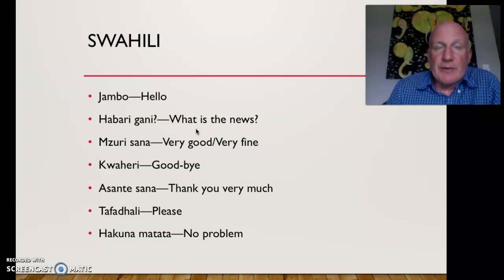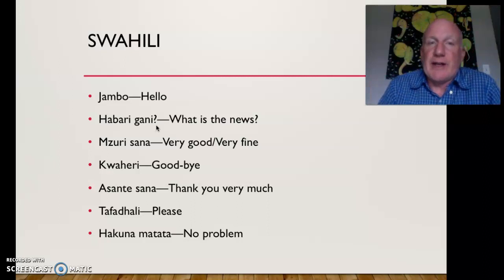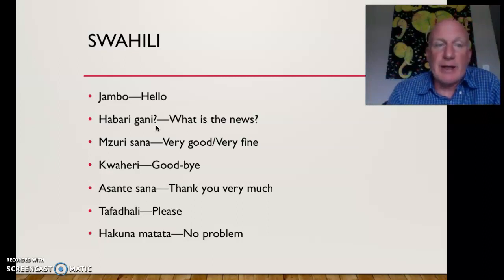These are some of the words in Swahili, the more familiar words. And if you've seen The Lion King, you probably recognize a couple of these. Jambo means hello. When you greet somebody, you might say habari gani, which is what is the news, and your response would be mazuri sana. Kwaheri means goodbye, and you might recognize the last one there. Hakuna matata, no problem.